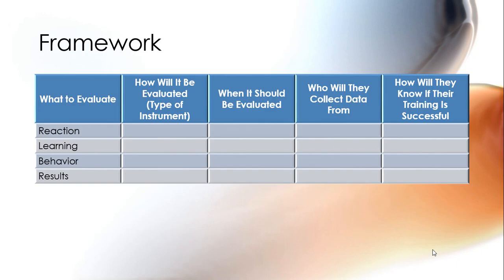And so when you provide that step in which you are ready to talk about what you will evaluate, you can use a table such as this one and include what you will evaluate for reaction, what you will evaluate for learning, what will be evaluated for behavior, and then results, and include information about how it will be evaluated, when it should be evaluated, who you will collect data from, and how you will know that the training is successful.